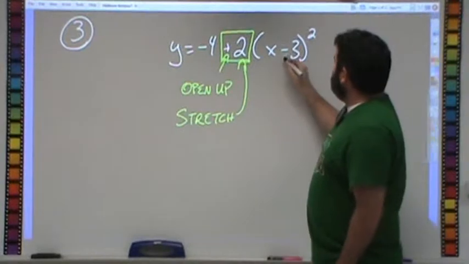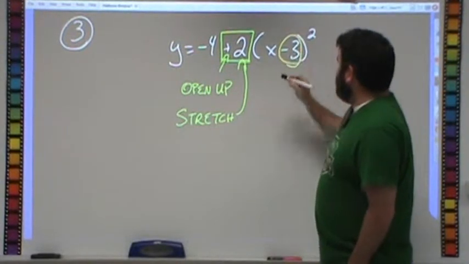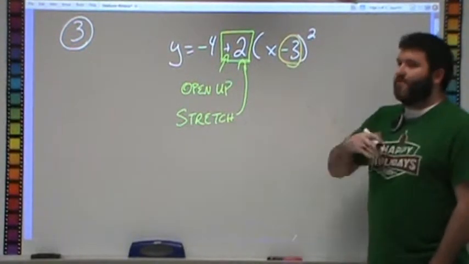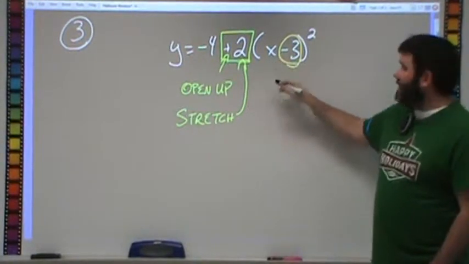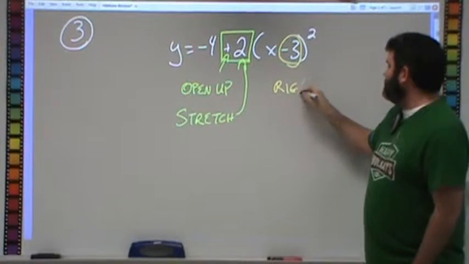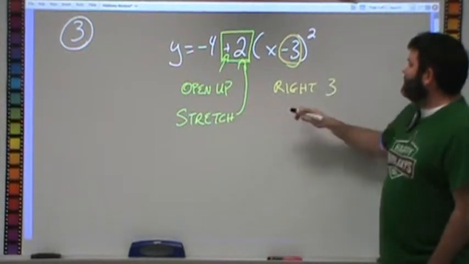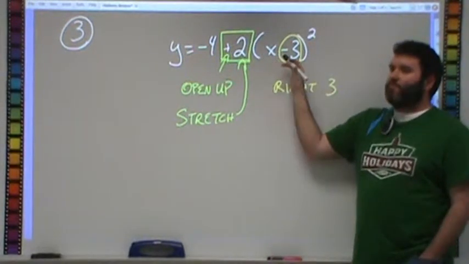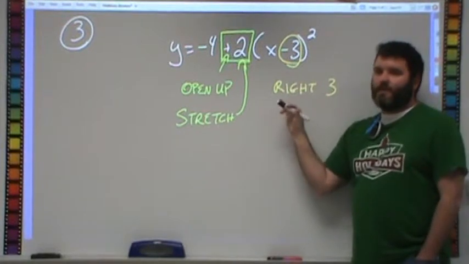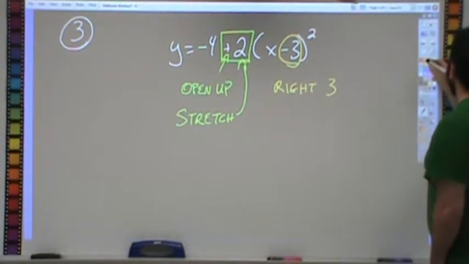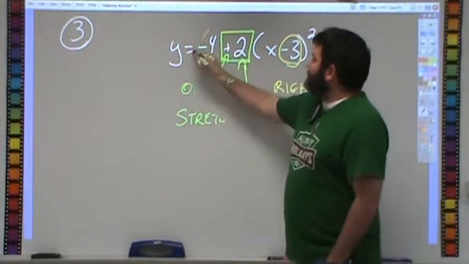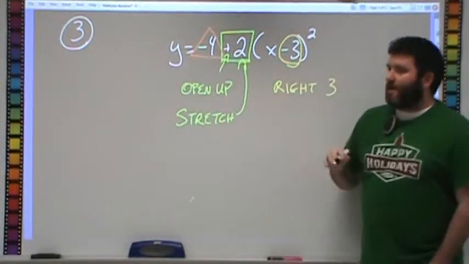The number that is on the inside being added or subtracted tells me left and right, and I do the opposite of what it tells me. So the fact that this is negative means I'm going to the right 3. The number inside of the parentheses tells me to go left or right, and you do the opposite of what it says. Okay?